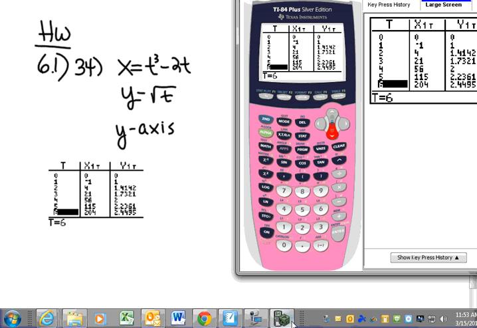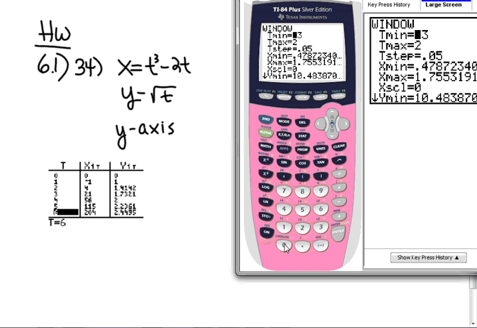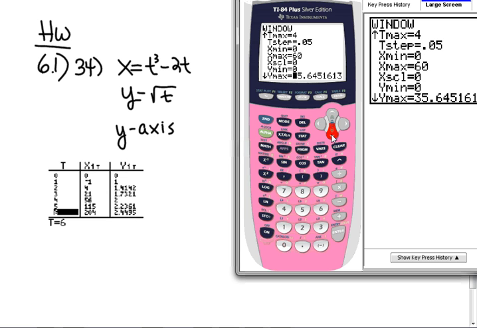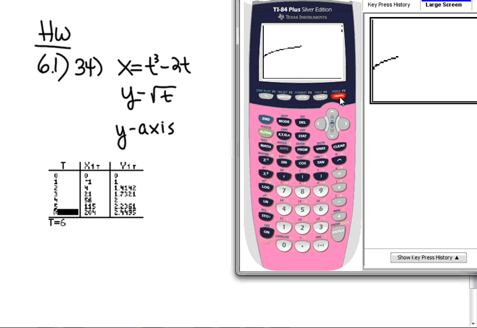So my t values, let's go 0 to 4, because that only goes up to 56. My x values go up to 60. 0, 60. That's that cubic that's doing that to me. And then the y values will go up to about 3. That's it. That's my curve.